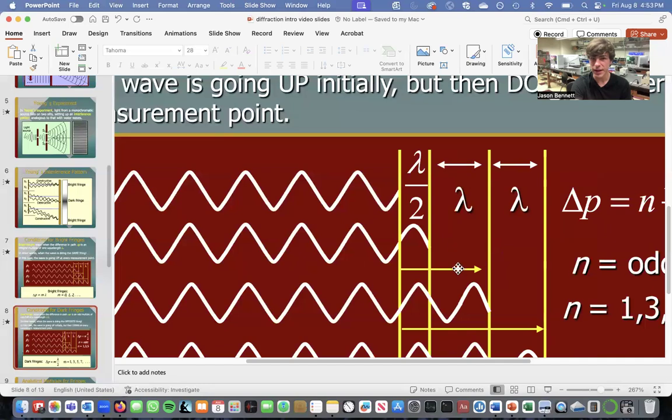So this is a little bit of a confusing error. I apologize about that. This one's kind of the more appropriate one to be looking at. So we're starting, okay, half a wavelength. Now it's doing something different. And now a wavelength after that location.